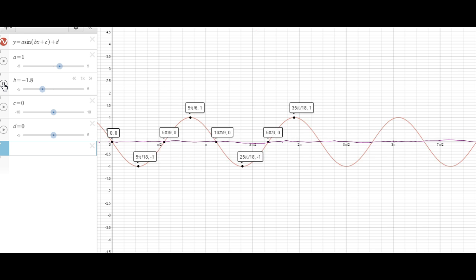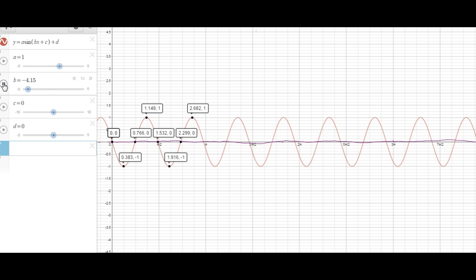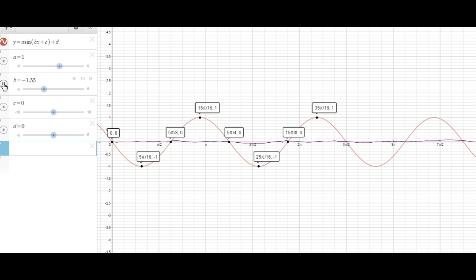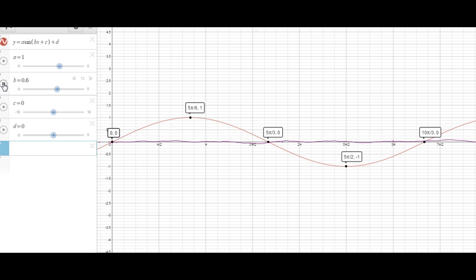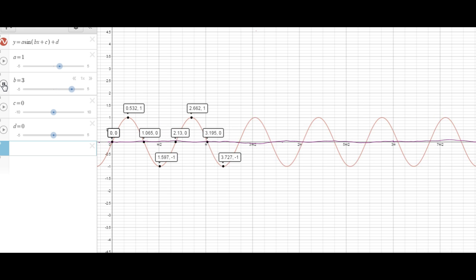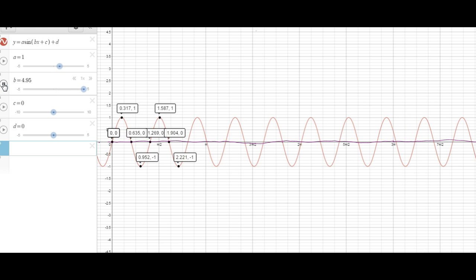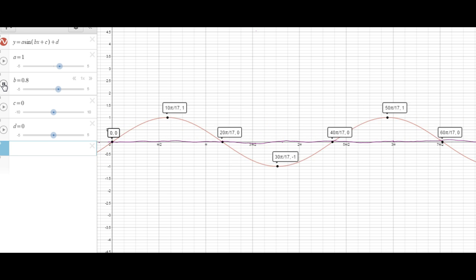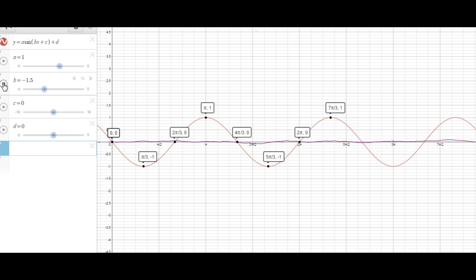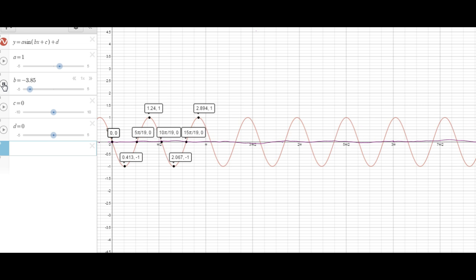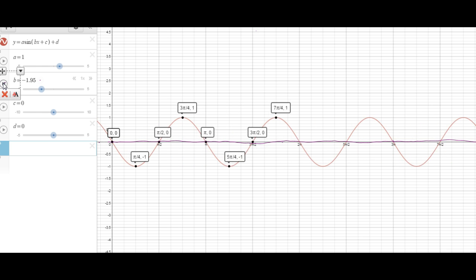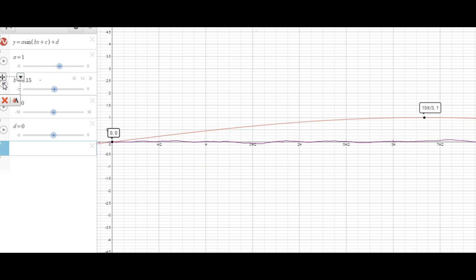What happens when it goes negative is you actually get a reflection, which we don't have to deal with. So you're never going to have to worry about a negative value for A or a negative value for B. D can be negative because you're just moving it down. Okay, so what does B do? Changes the period.